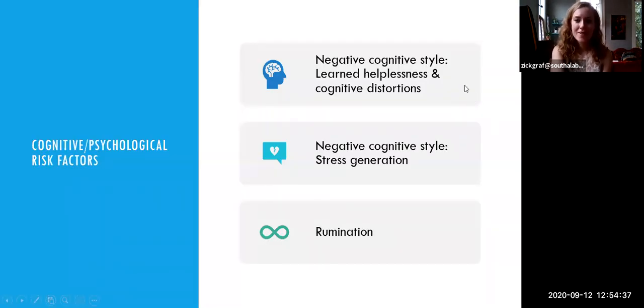Okay, so the third risk factor that we're going to talk about before we try to bring it all together is cognitive and psychological. So this has to do with your way of thinking and your way of interpreting the world and events that happen to you.